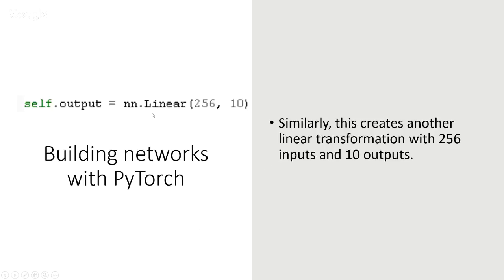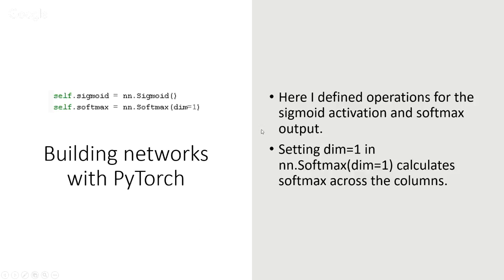Self.output equals nn.Linear. So this is basically taking the output from the last one, 256, and this creates another linear transformation with 256 inputs and an output of 10, as I said. Now here, we define the operations for the sigmoid activation and the softmax output. We're setting dim equals 1, and nn.Softmax with dim calculates the softmax across the columns.